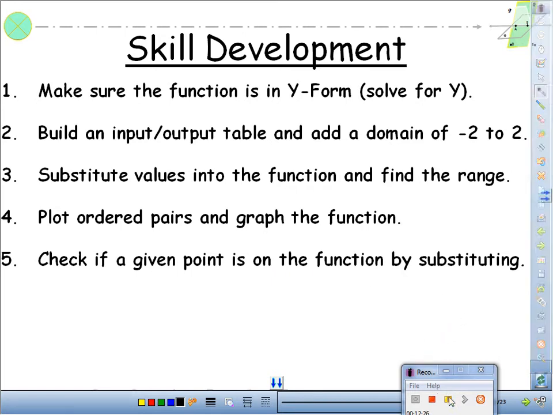Copy that, please. Okay, once again, 5 steps. First one, solve for y. Step 2, you're going to build a table, domain -2 to 2. Step 3, substitute values into the function and find the range. Step 4, plot your points and graph your function. At the end, we're going to check if a point is on the function. Are we there so far? Okay, on your graph paper, copy this down. Example number 1. On the graph paper, let's do this one on the big one. Here we go.